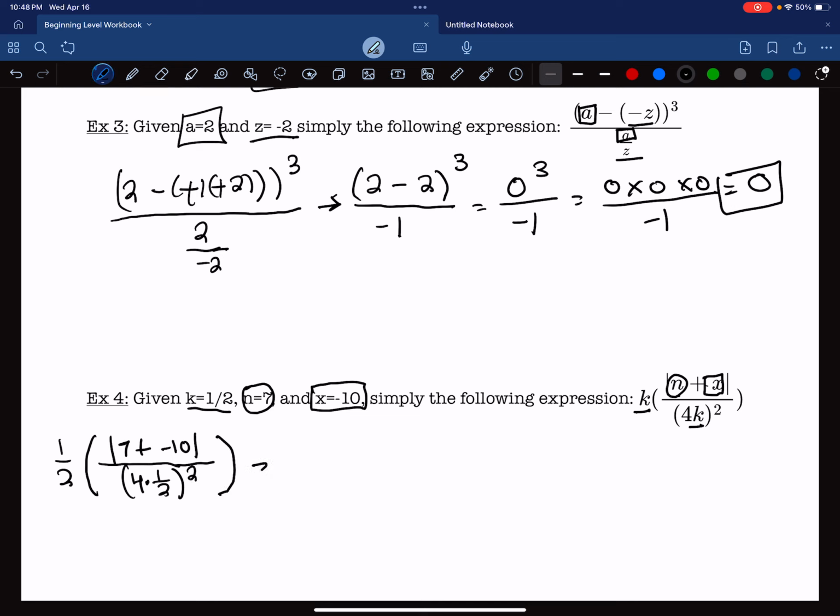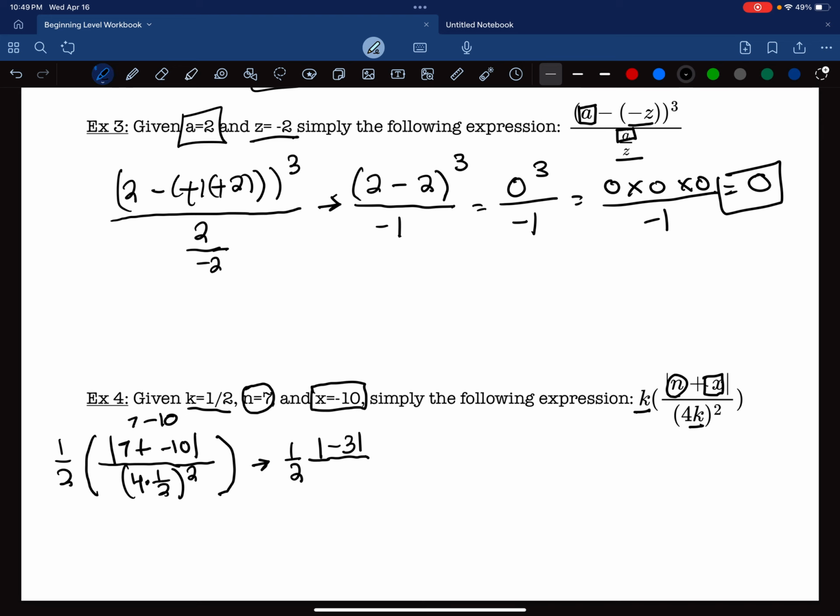So let's start doing some order of operations. So we're going to simplify what is in parentheses here first. To do that, we're going to simplify the numerator and the denominator before we divide. So we have 7 plus negative 10, in other words, that's 7 minus 10. And 7 minus 10 is going to be negative 3. So we're going to put that in the numerator. Well, hold on. Can't forget those absolute value bars. So we have the absolute value of negative 3.